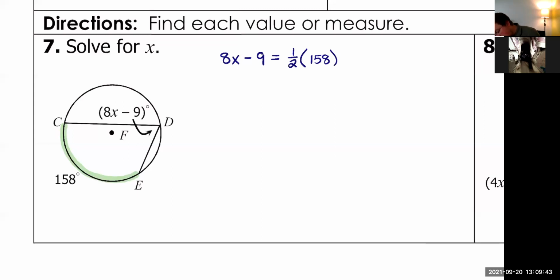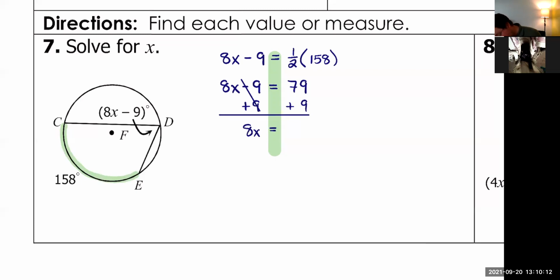Can I find half of 158? Just divide it by 2, yeah. You get 79. How would you go about solving this the rest of the way then? Add 9 to both sides. 8x equals, what's that? 88. Divide both sides by 8. I get x equals 11.